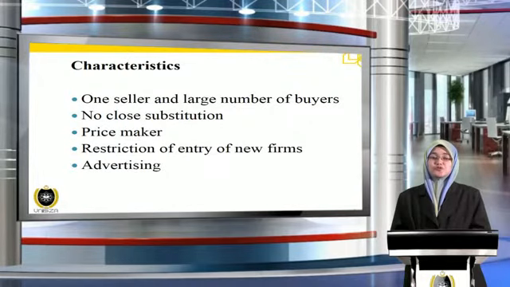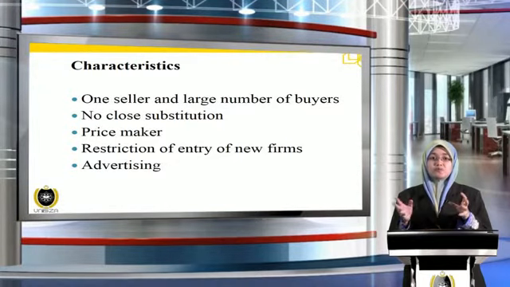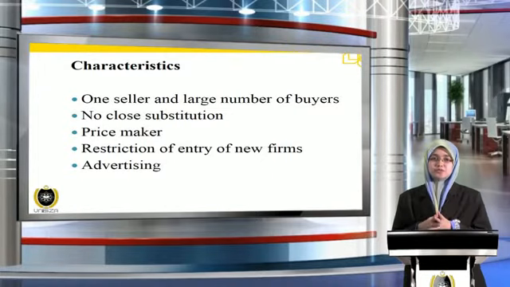Next, we go through the characteristics of monopoly. We have 5 characteristics of monopoly. The first one, a single seller and a large number of buyers. Of course, the monopoly is a firm as well as an industry by itself. The next one, no close substitutes. A monopoly firm would sell a product which has no close substitute.